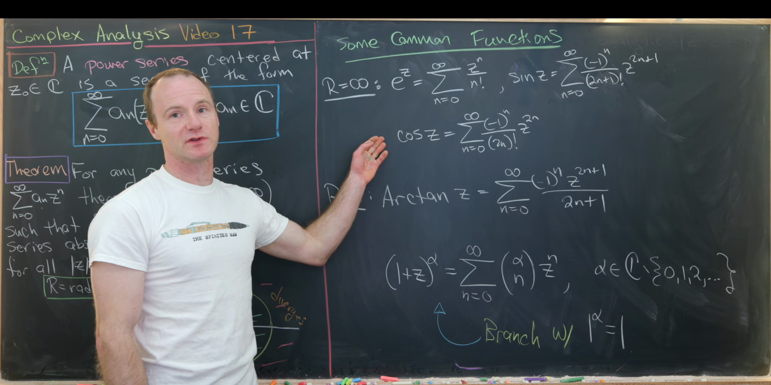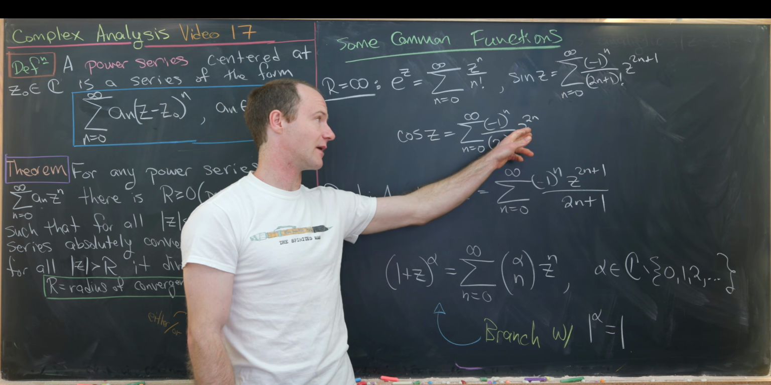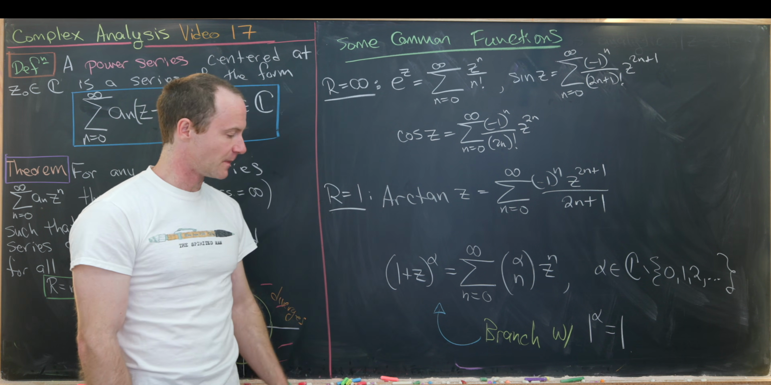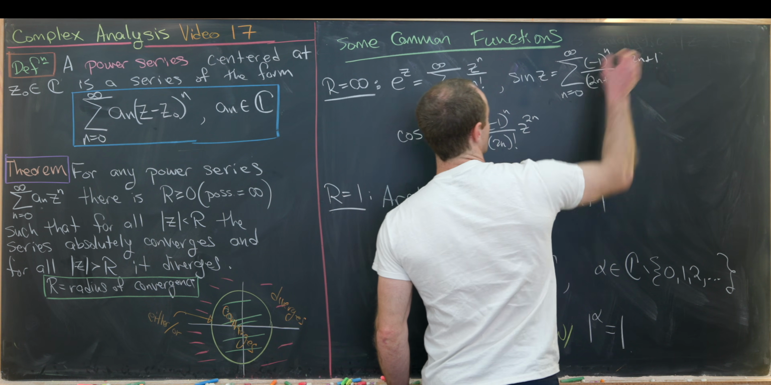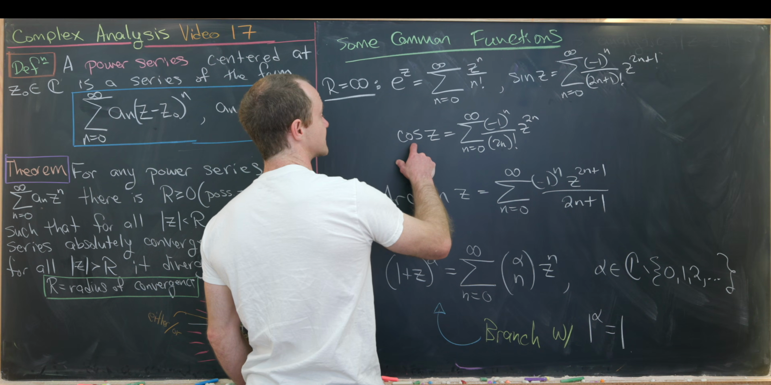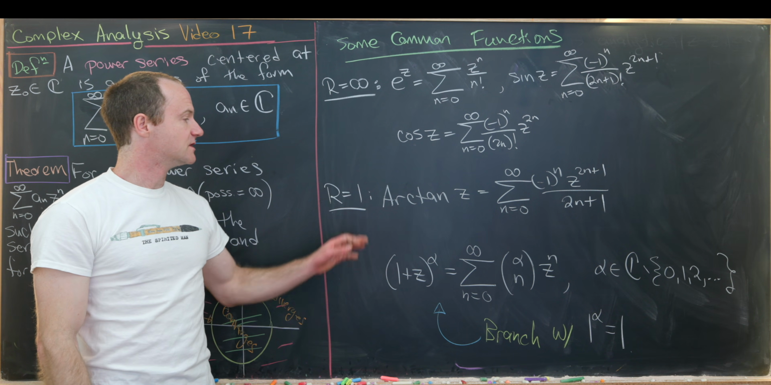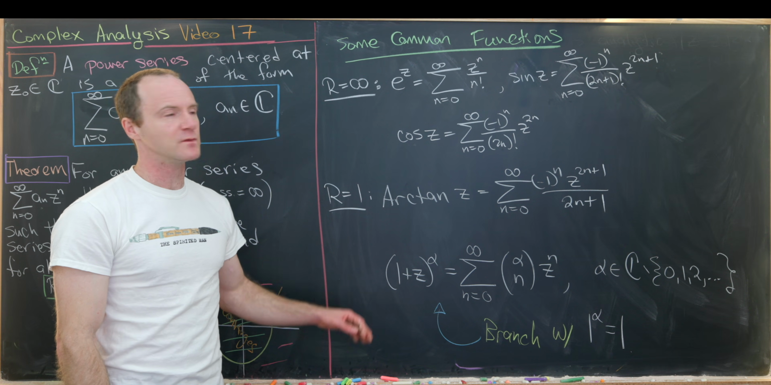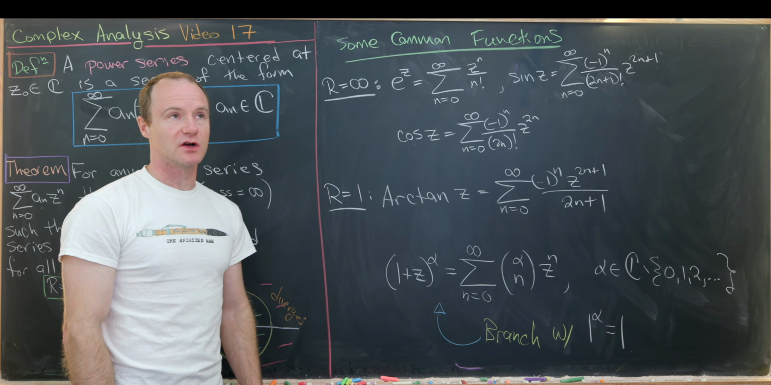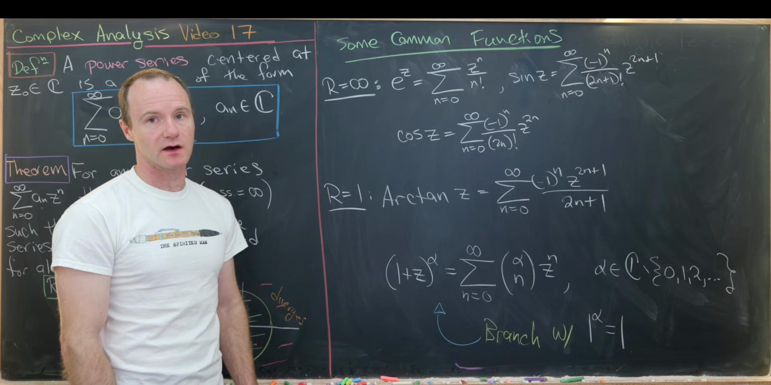Cosine is pretty similar here, except we've got 2n, an even number, factorial in the denominator, and z to the 2n. This really hammers home the fact that sine is an odd function. It only has odd powers of z, whereas cosine is an even function. It only has even powers of z. So next we've got some that have a radius of convergence of 1. All the ones we looked at previously also have a radius of convergence of at least 1, so you can think of those as being on this list as well.